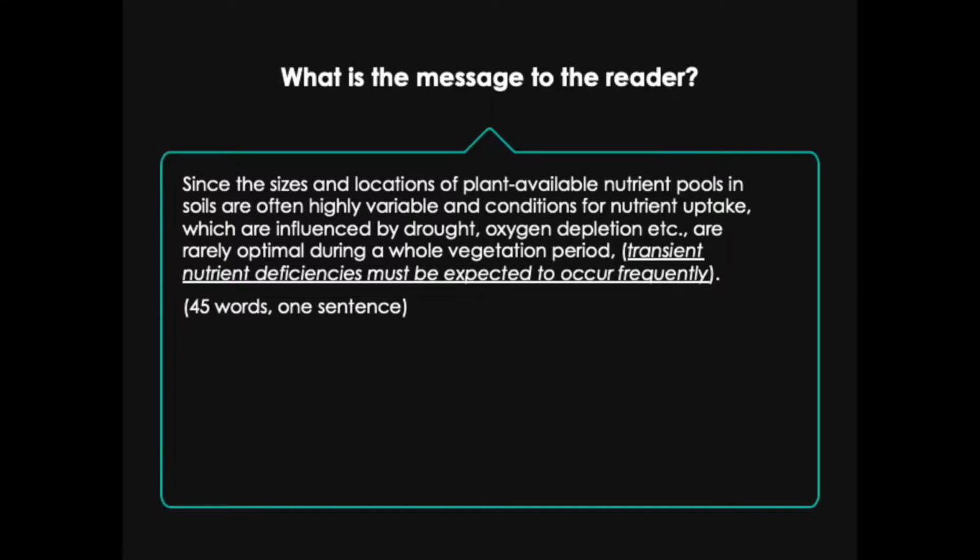So the questions I ask myself are, what is the sentence about? And once I figure that out, does the sentence convey the intended idea as the subject of the sentence? So when I start thinking about this sentence and I read it again, I think that the main message to the reader is this part that is underlined and in italics and in parentheses. Transient nutrient deficiencies must be expected to occur frequently. That's really what this sentence is about.